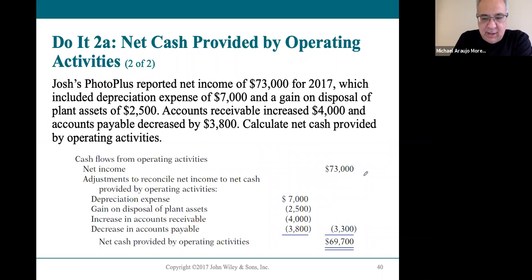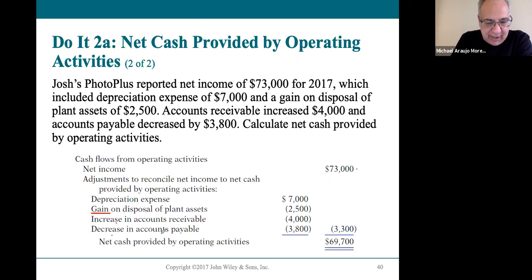So again, net income is listed first. Add back in the depreciation. It was a gain, so we added it on the income statement. We have to subtract it on the cash flow. The accounts receivable went up, okay, which means we had $4,000 in cash that we are waiting for that didn't come in.